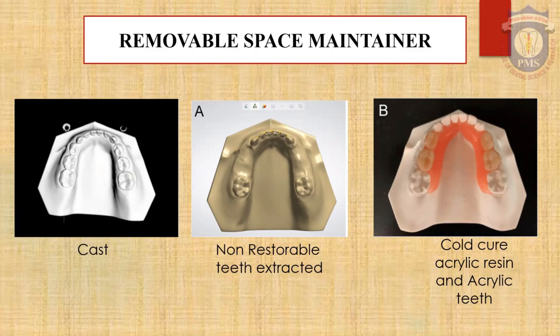Next group of appliances, removable space maintainers. As the name suggests, they can be easily removed and inserted by the patient. In this, a cast is made. The cast is evaluated whether we should go for a space maintainer or a regainer. For a space maintainer, non-restorable teeth are extracted or scraped off from the dental cast, and in the scraped area cold-cure acrylic is placed, and acrylic teeth are adapted in the natural position to make it functional.